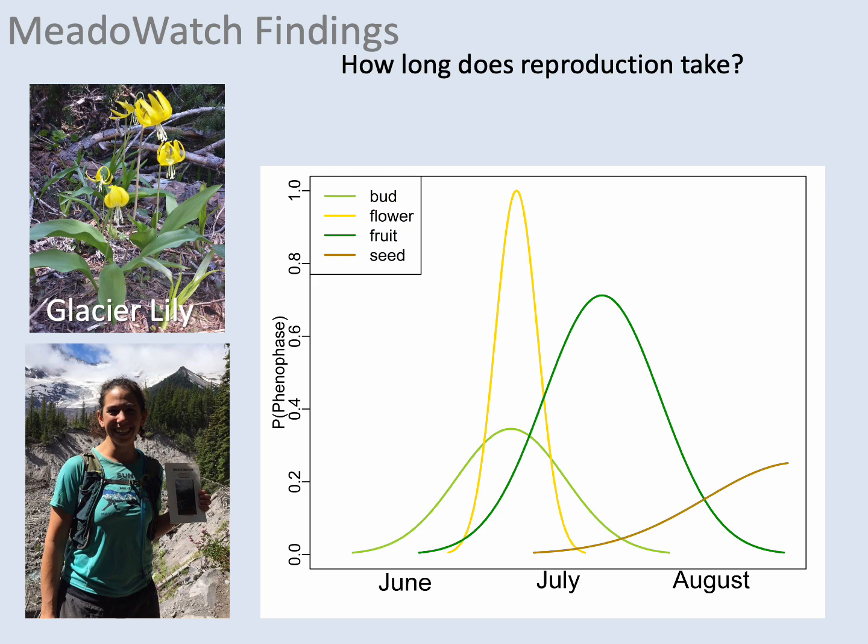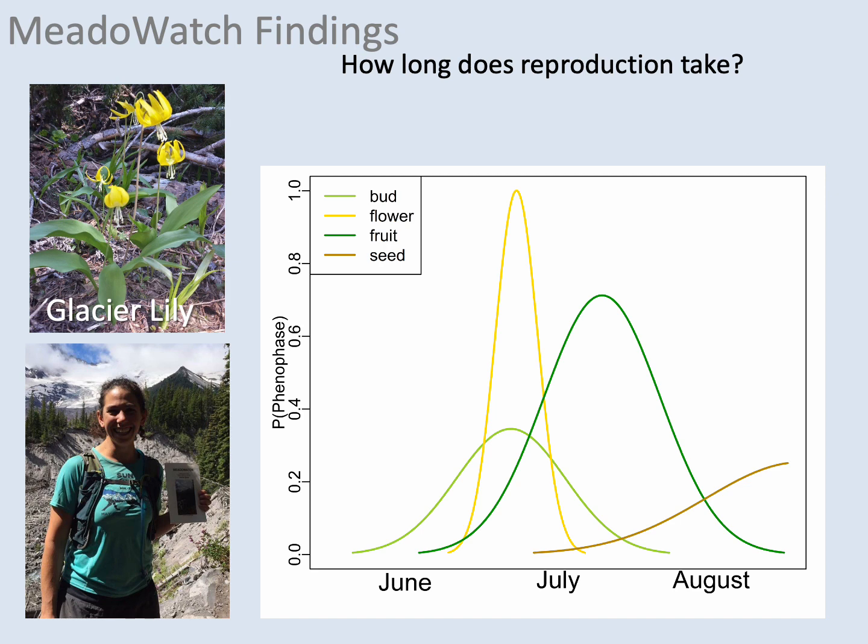If you look at when the peaks of those phenophase curves occur, you can see that it takes more than half of the snow-free period in summer, from June until late August, for this species to complete its reproductive cycle, to go all the way from producing flowers to setting seed.